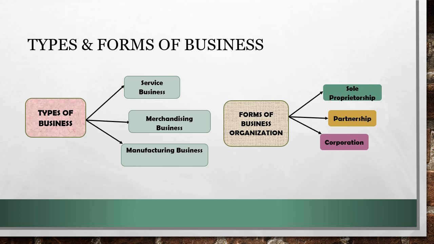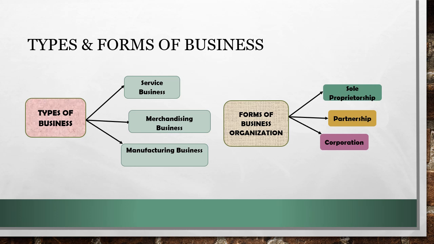In simpler explanation, the manufacturing companies buy materials, convert them into products, and then sell the products to other companies or to the final consumers. So those are the three types of business.